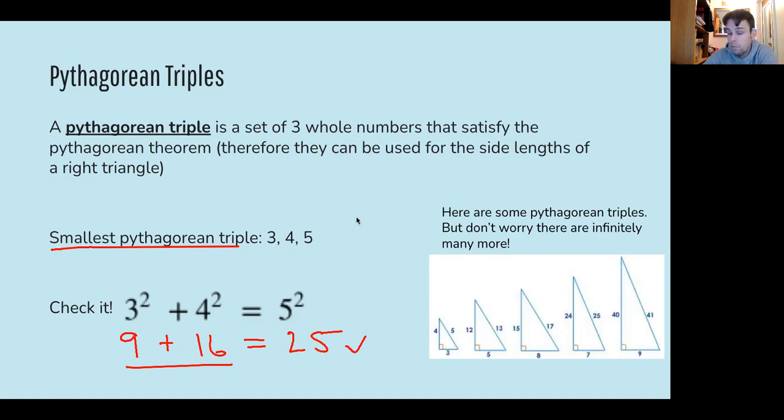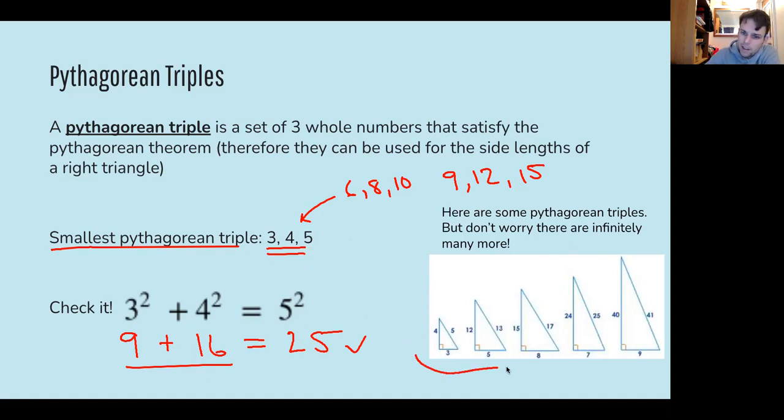Also, any multiple of 3, 4, 5 will also make a right triangle. So if I multiply these all by 2, 6, 8, 10 is another Pythagorean triple. Or if I multiply these all by 3, that would be 9, 12, 15, a Pythagorean triple. If I multiply them by 4 or by 5 or 6 or 7 or 8 or 9 or 10, any multiple of 3, 4, 5 is also a Pythagorean triple.